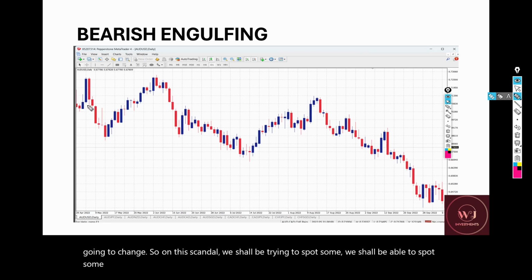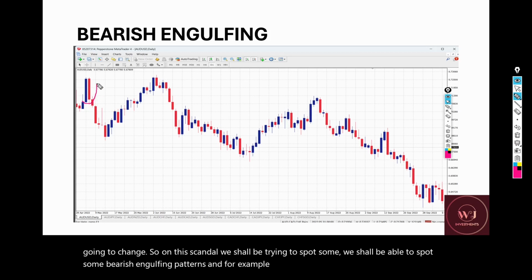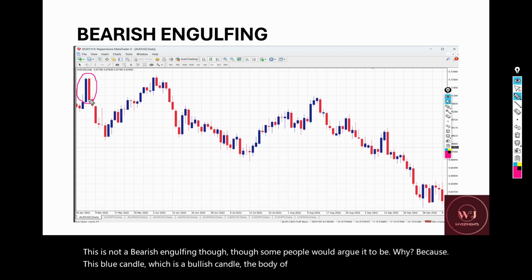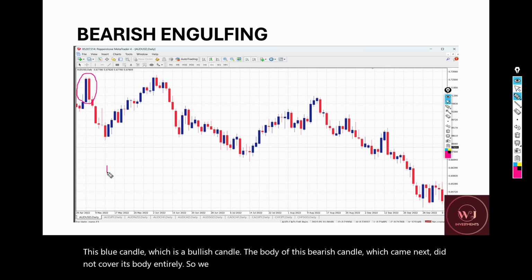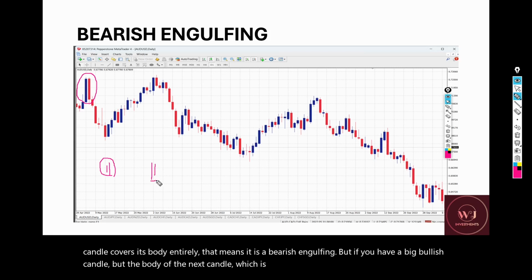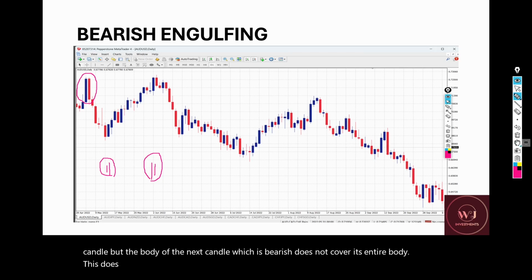So on this chart, we shall be able to spot some bearish engulfing patterns. For example, when you look right here, this is not a bearish engulfing, though some people would argue it to be. Why? Because this blue candle is a bullish candle, and the body of the bearish candle which came next did not cover its body entirely. If you have a bullish candle and then the bearish candle covers its body entirely, that means it is a bearish engulfing. But if you have a big bullish candle and the body of the next bearish candle does not cover its entire body, this does not become a bearish engulfing.